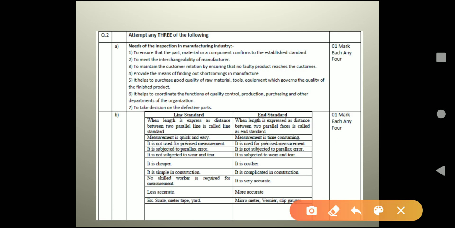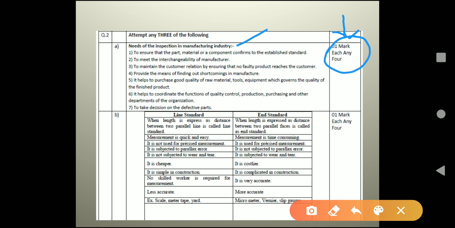So next we will see question number 2, attempt any three of the following. Question number 2a: write the need of inspection in manufacturing industry. Already we have discussed in the first chapter what the need of inspection is. So here there are 7 needs or 7 points. In the right column, 1 mark each for any 4. So you have to write any 4 points, and 1 point has 1 mark.